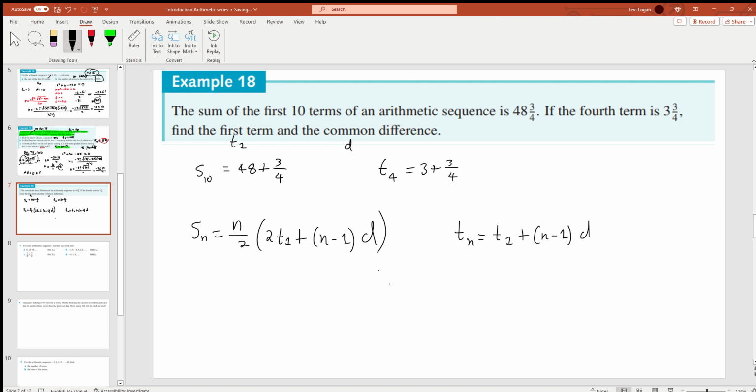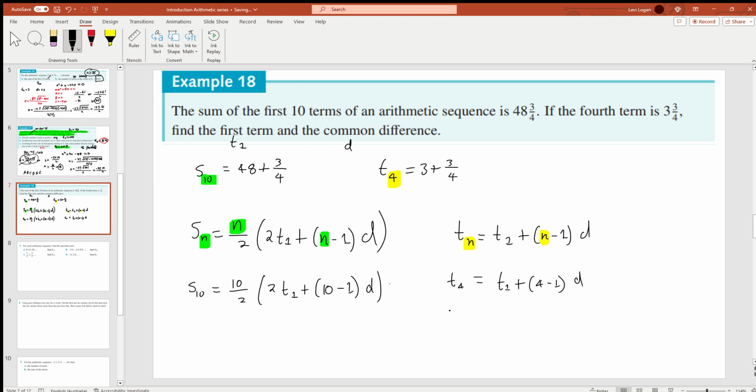If we plug in our values, we can change our indexes. Wherever the n appears, I can replace it with a 10. So S of 10 is equal to 10 on 2 times 2 times T of 1 plus 10 minus 1 times d. I can also plug in the fourth term: wherever there's an n, I replace it with a 4. So T of 4 is T of 1 plus 4 minus 1 times d.